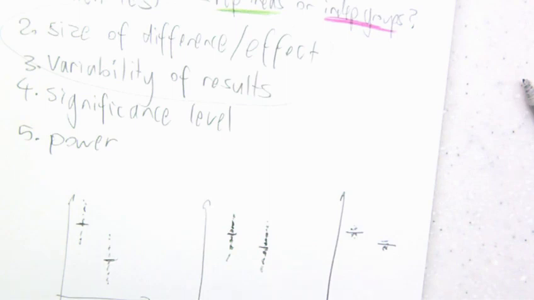Right. And the final thing is power. Power, mathematically, is the chances of finding a result if it's really there. So if there really is a difference, how likely is it for you to actually observe that difference in your statistics? Okay, I'm going to draw a picture for that. Actually, it's this picture here.